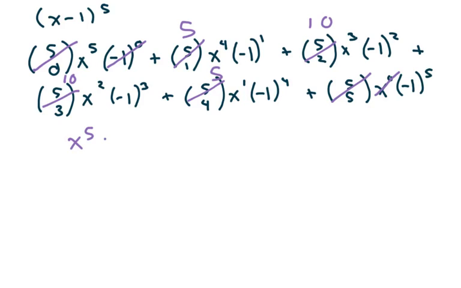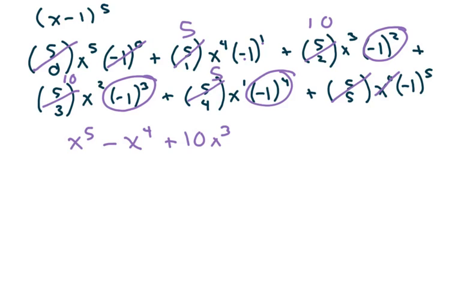We have x to the fifth plus, now, negative 1 to the first power is negative 1. So basically what we have is minus x to the fourth. Then we're going to have plus 10x cubed, because this is going to be positive 1. This is going to be negative 1, positive 1, negative 1. So basically the next one's going to be negative. So we have negative 10x squared plus 5x minus 1. And that's your expansion.